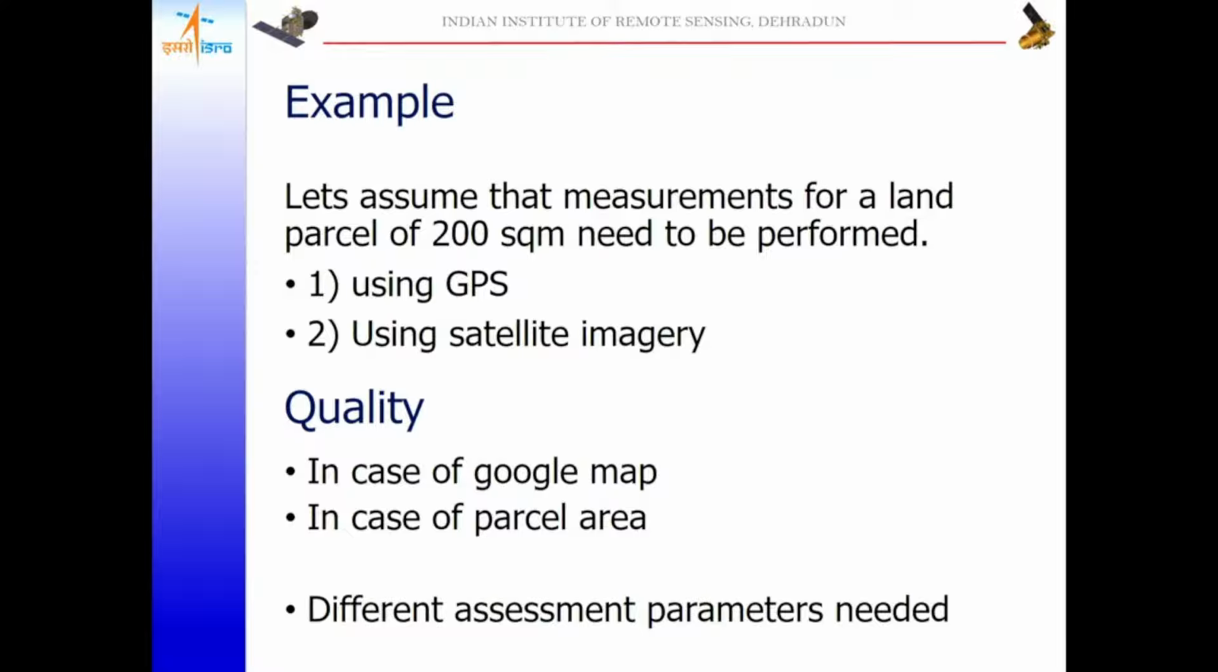And using the satellite imagery, here we need to consider different parameters, like we need to see the scale, and how much line, when you have digitized it, what pixels it has covered, what the pixel size is. So all these things we have to see, and then accordingly we can define that this is the area of the land.